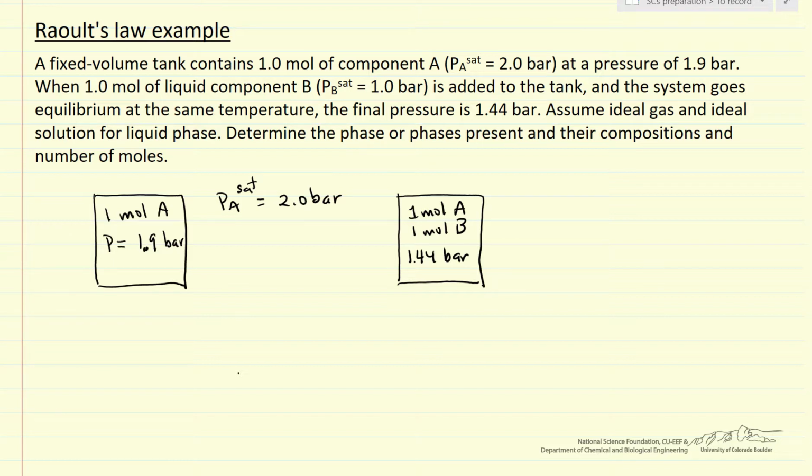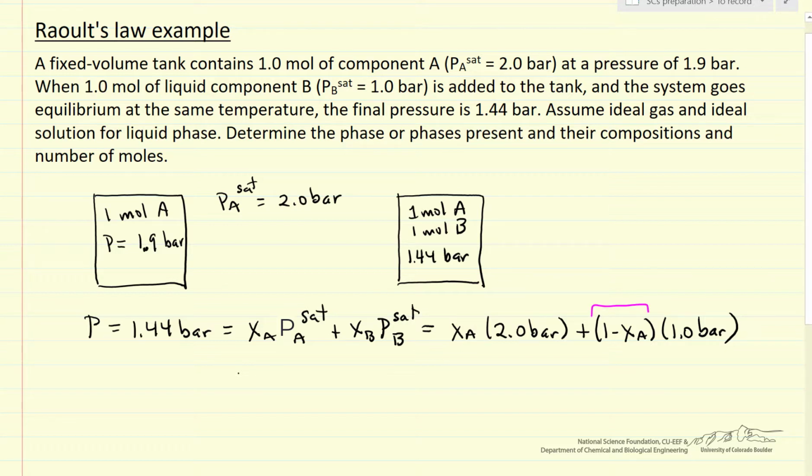So this means Raoult's law, which means the pressure, which is 1.44 bar, is going to equal the mole fraction of component A times its saturation pressure plus the mole fraction of B times its saturation pressure. So let me substitute those values in. Here you've noticed I've substituted for XB in terms of XA. And so now I have an equation I can just solve for XA. I can simplify to 2 minus 1 times XA plus 1. So XA is 0.44. And so that's one of the compositions.